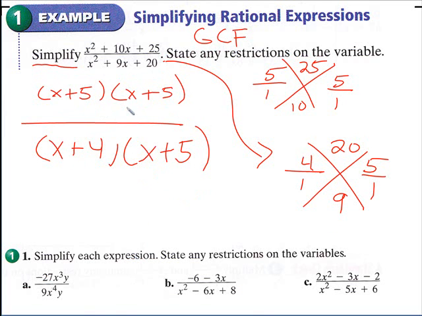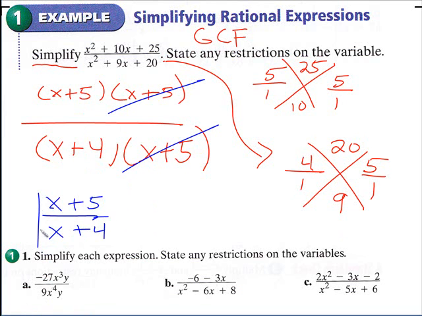So what you've done is when you've factored, you've separated these into different terms. Now these terms are the same, so it's okay to just cancel this out, because these are all separated now. So then you're left with x plus 5 over x plus 4. So this would be your answer.